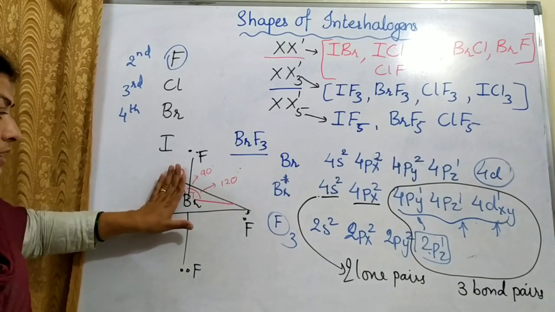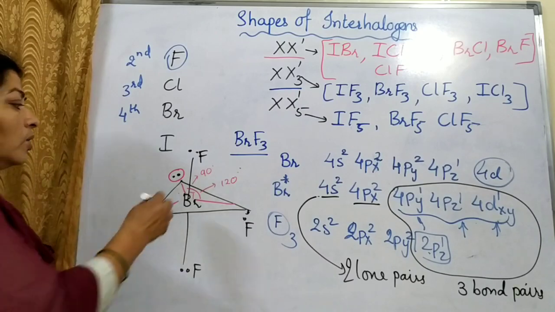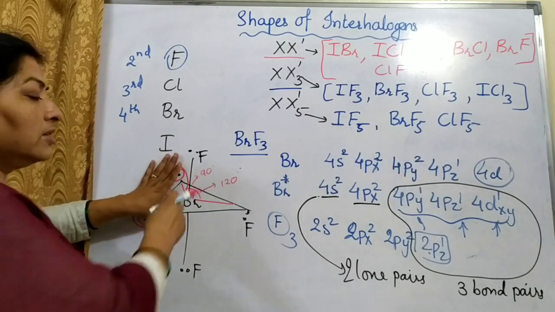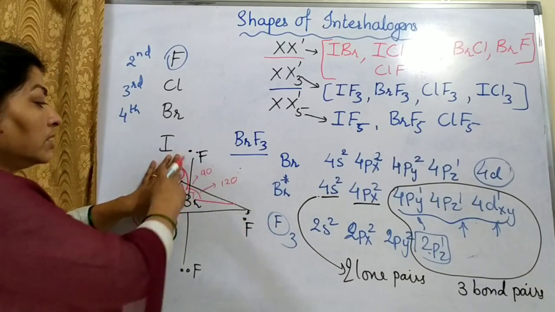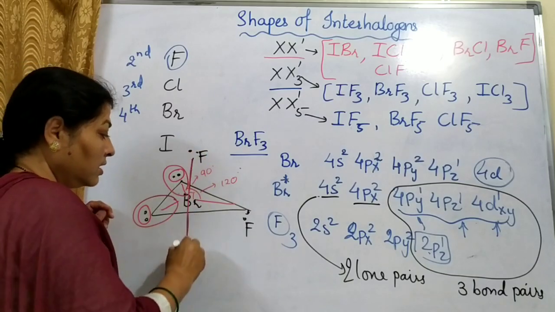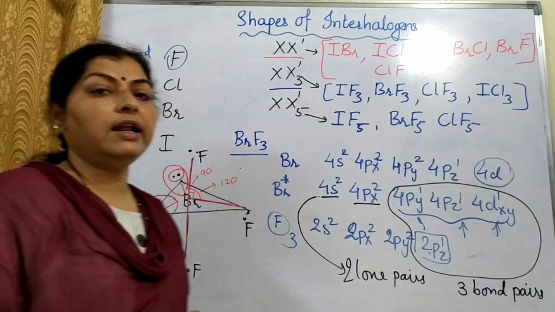So if we remove this part from the structure, because these are lone pairs of electrons, the remaining part will give rise to the structure. So the structure will be T-shaped. If we see here, we get a T-shape. So BrF3 will have a T-shape.